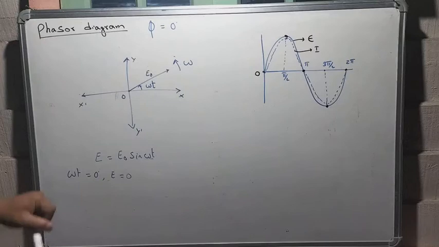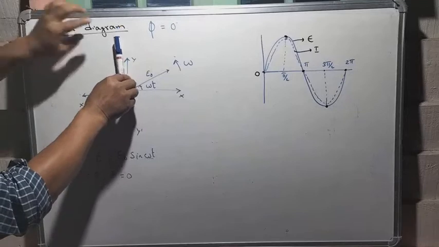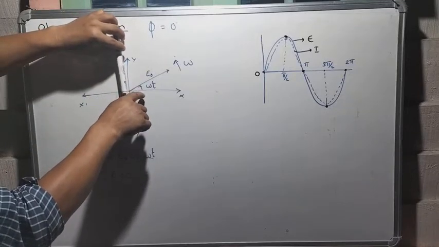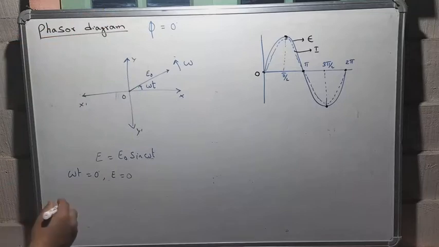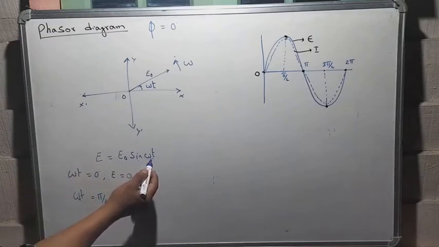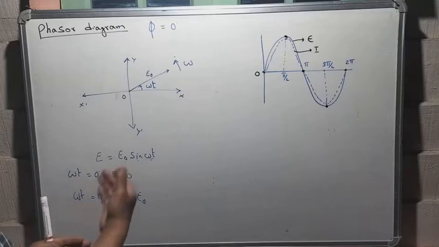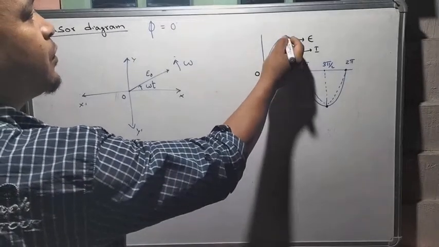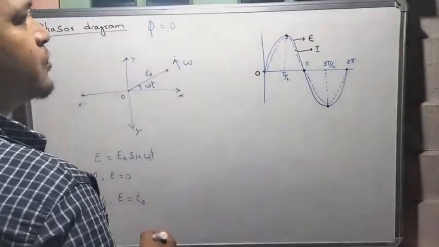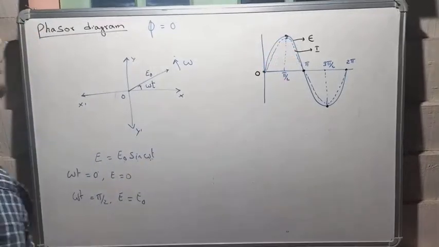As this vector E0 rotates till this position, how much is the angle omega t in this case? It will be pi by 2. So when omega t is equal to pi by 2, E is equal to E0 sine pi by 2. You know sine pi by 2 is 1, so 1 times E0 will be E0. If you represent this point in the graph, this is the point which is the maximum value of alternating EMF, and it corresponds to the angle pi by 2.